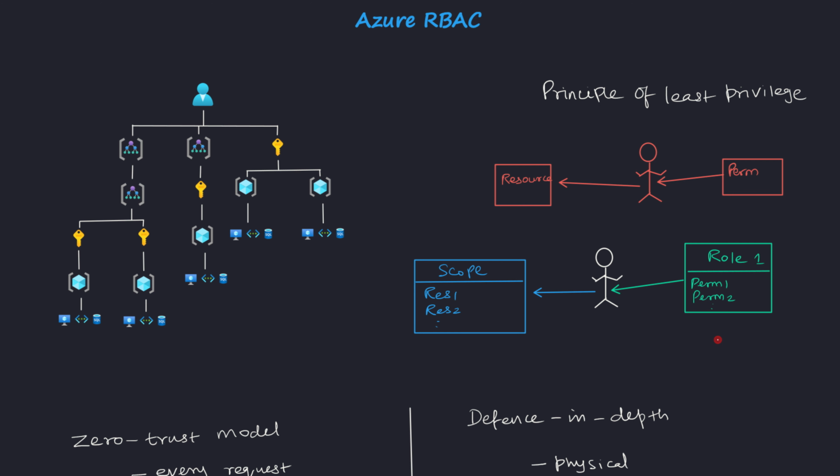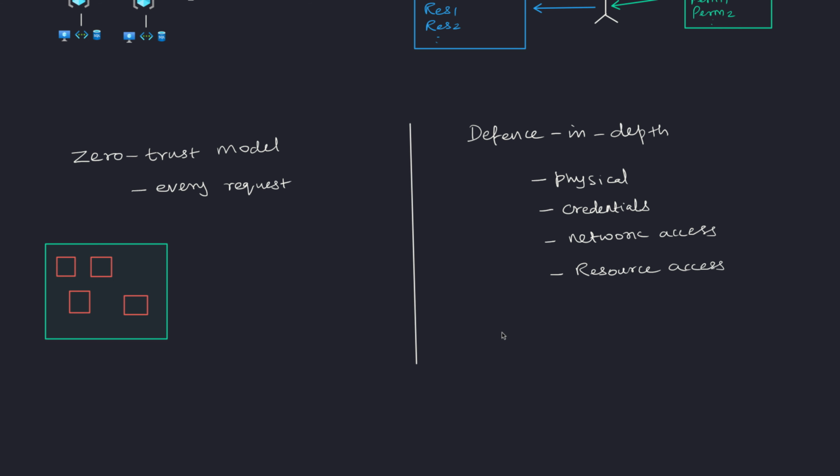But if that doesn't cut it, then you can actually create your own with a desired set of permissions. Okay. Now let's understand a couple more concepts that are relevant in the context of Azure RBAC, and these are the principles that are used in the Azure security model. Okay. So the first thing is called the zero trust model.